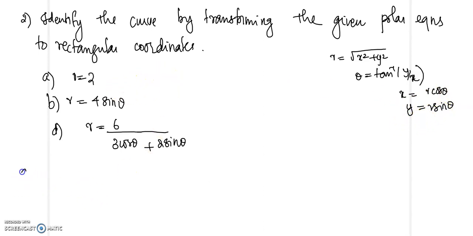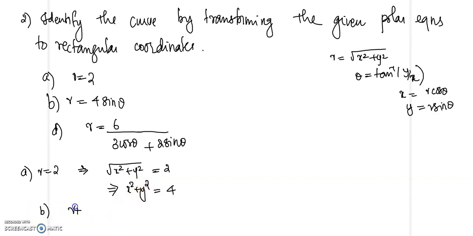So the first one you have r equal to 2. So r equal to 2, that means root of x square plus y square is equal to 2. So this gives x square plus y square equal to 4. So r equal to 2 represents a circle centered at the origin with radius 2.